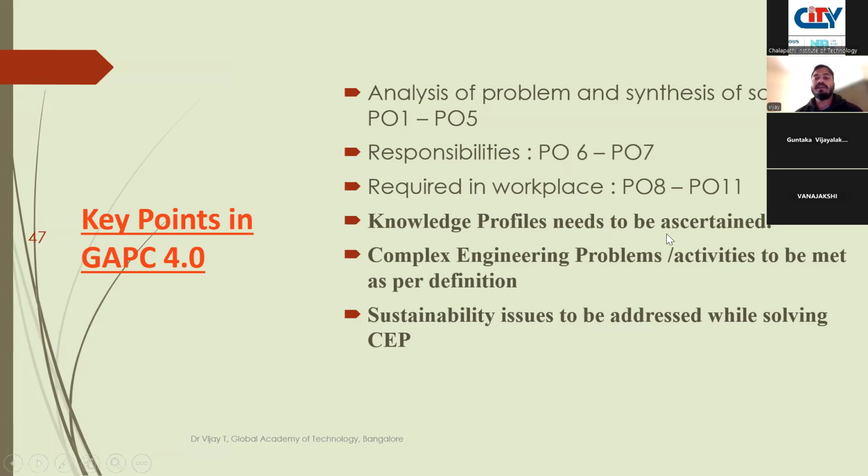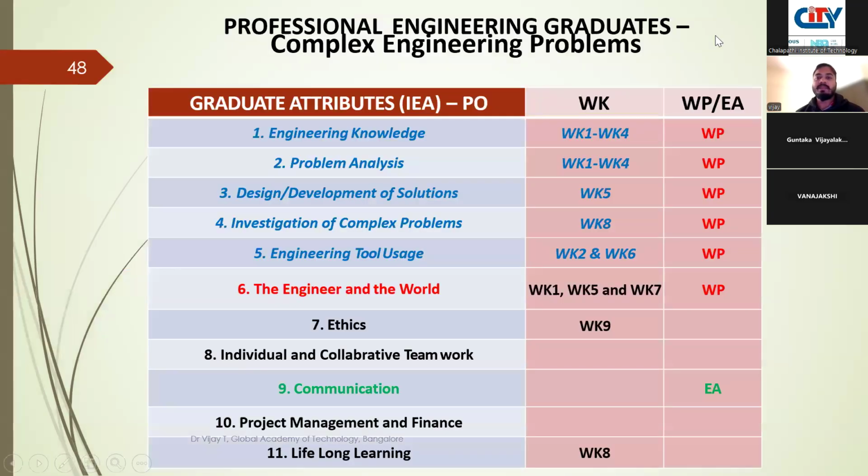So knowledge profile needs to be ascertained when we are developing our curriculum. Complex engineering problems and activities are to be met as per the definitions of NBA SAR 1. Sustainability issues are to be addressed while solving complex engineering problems. So this one table shows you a clear understanding.